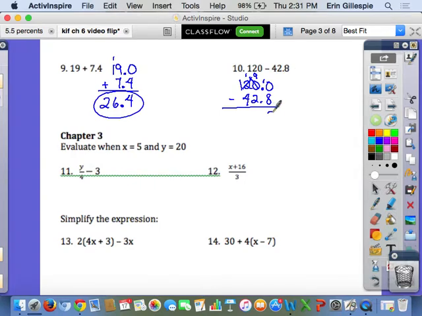So now 10 minus 8 is 2. Bring down the decimal. 9 minus 2 is 7. Can't take away 4 from 1, so again, I'll need to borrow. And then 11 minus 4 is 7. So we get 77 and 2/10 for that one.